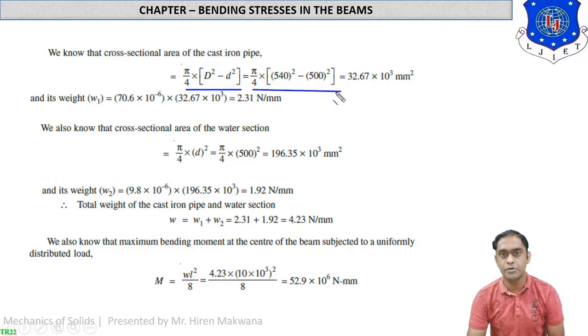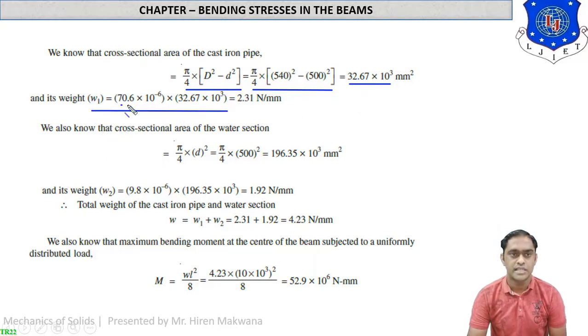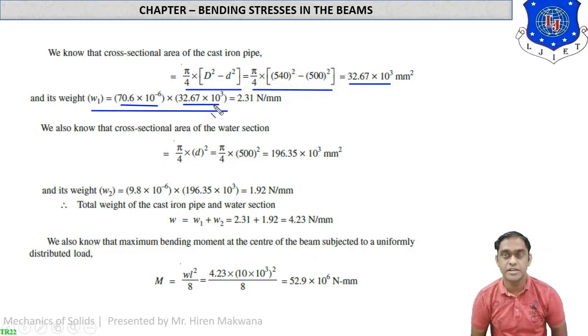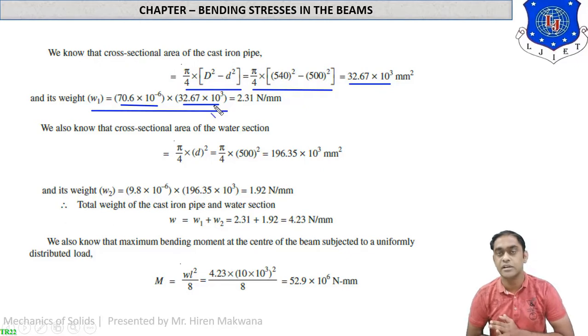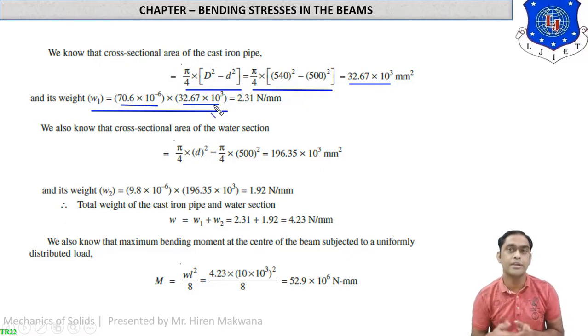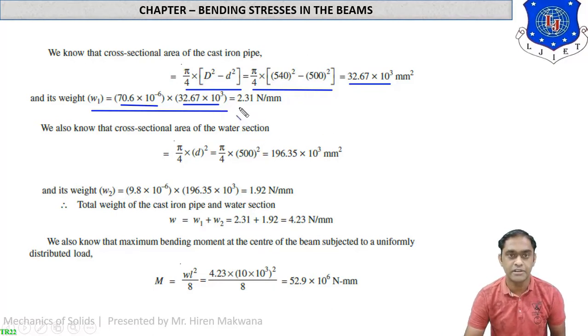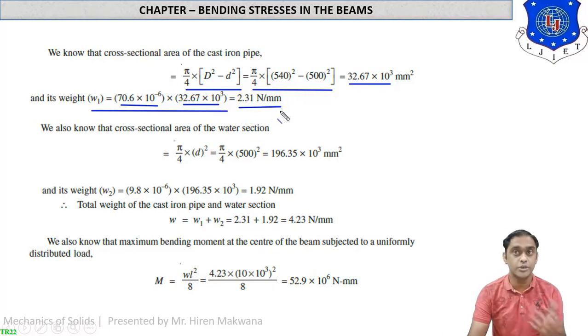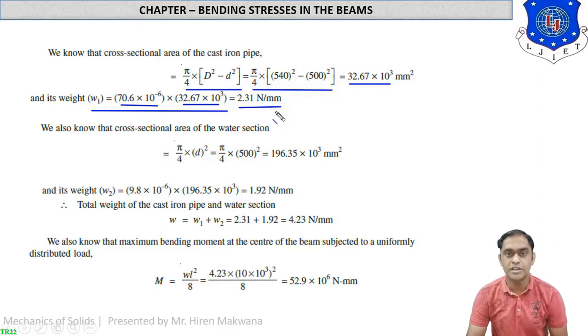So it will be pi by 4 (D² − d²), which gives 32.67 × 10³ mm². And its weight W1 is equal to 70.6 × 10⁻⁶ × 32.67 × 10³. How does this weight come? You can simplify, or if you have studied physics, if you multiply the density with the area, then the answer will be Newton per mm³ into mm². So it will give you the weight W1 in Newton per mm, meaning it will give you the UDL due to the weight of the pipe, that is 2.31 Newton per mm.